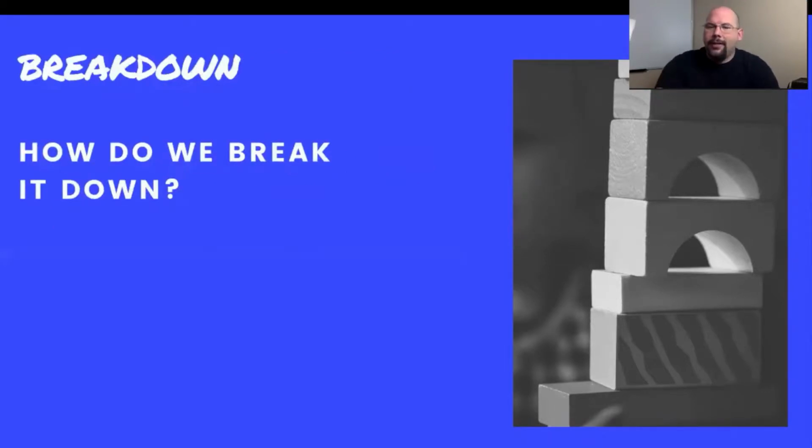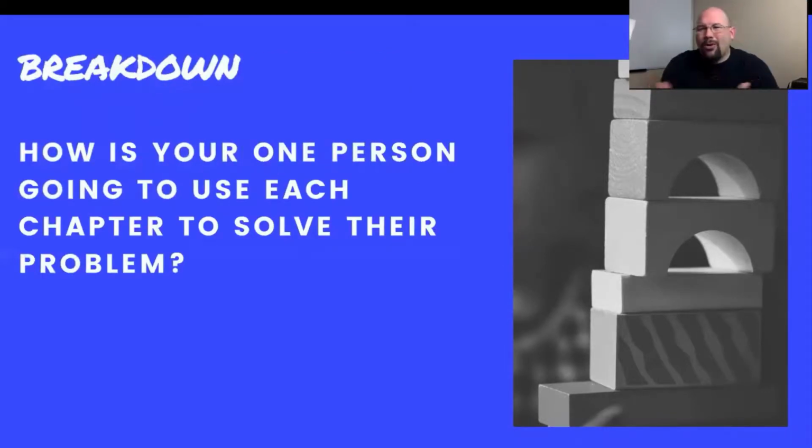How are we going to break this down? How is your one person going to use each chapter to solve their problem? You have to decide, is it going to build on each other, where chapter 1 starts the process and chapter 10 finishes it? Are these chapters going to be standalone? You need to decide that and how it fits into the overall transformation of your book.